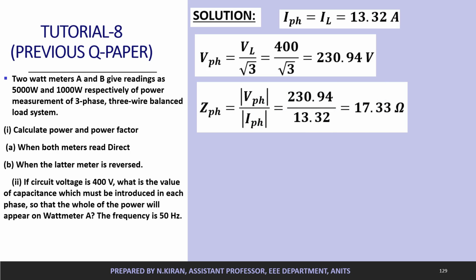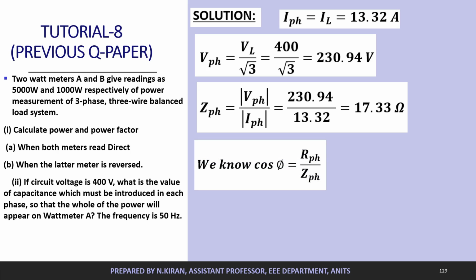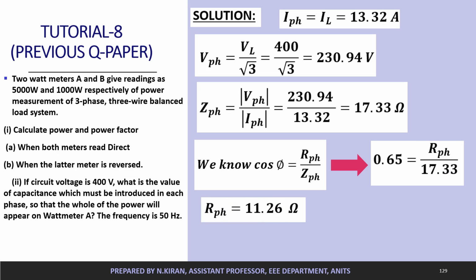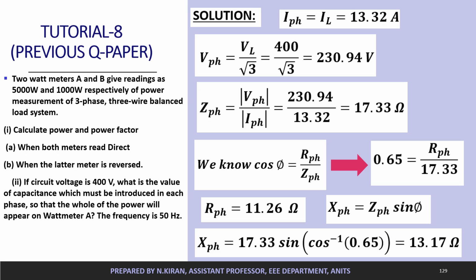Z impedance is the ratio of V phase by I phase. So on substitution, you will get 17.33 ohms. Cos phi is R by Z. From this, the resistance value is obtained to be 11.26 ohms. The reactance is nothing but Z sin phi, and in this case we have obtained 13.17 ohms.